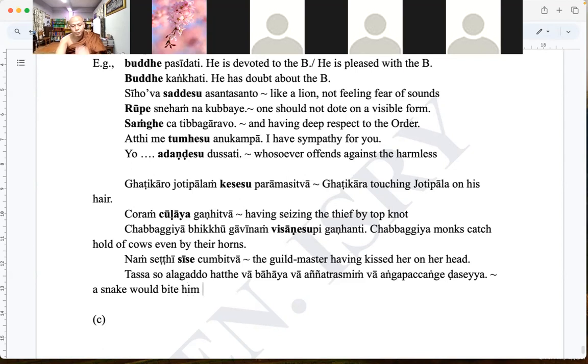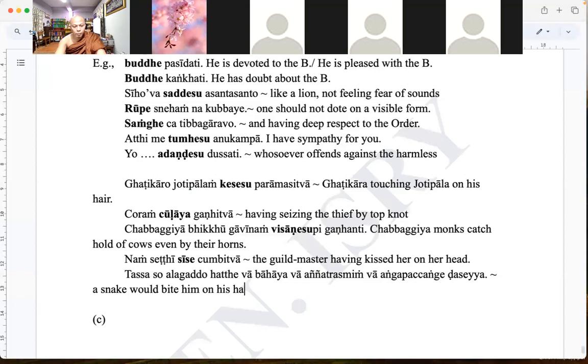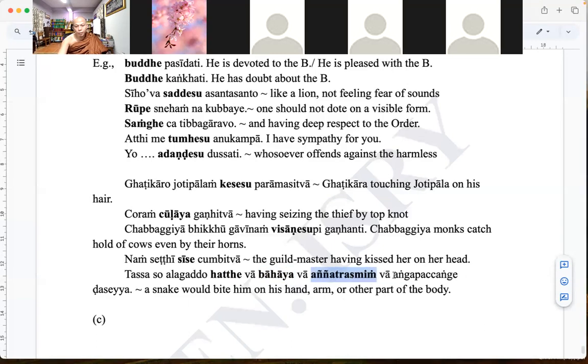So what by him? Oh, his hand. Arms. Bahaya. Other part of the body. So in this way, here hati and the bahaya and the inyadra are the same, and then so inga bijenge. All of them are the locative case in connection with such a scene.